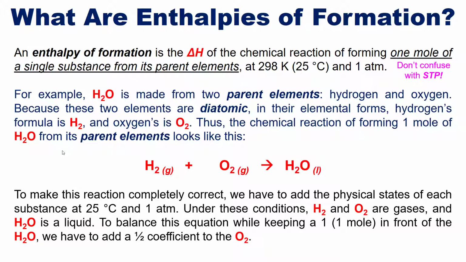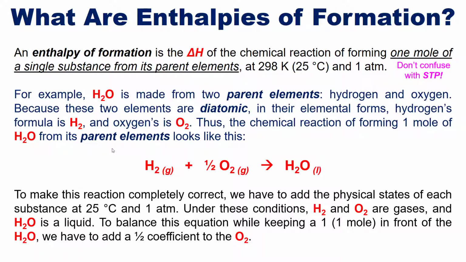Now, in order to balance this equation while keeping a 1 or 1 mole coefficient in front of the H2O, we actually end up having to use a fraction coefficient next to the O2. Now, remember, when you're writing out equations that are standard enthalpies of formation, you have to keep a 1 coefficient in your product on the right. Has to be a 1. Now, this means that sometimes, in order to achieve this, you do have to use fractions as coefficients for your reactants, which we're not typically accustomed to, but we do have to do in this specific scenario.